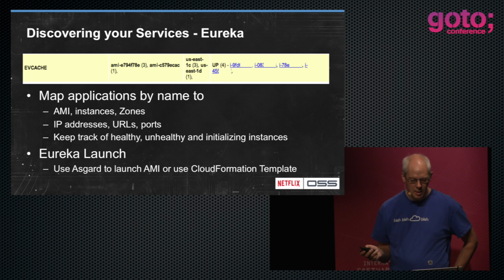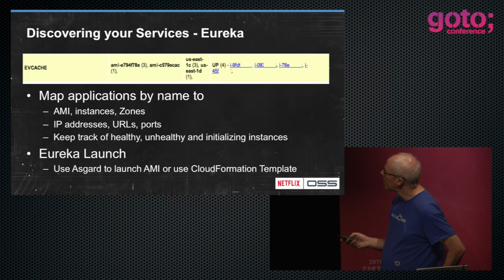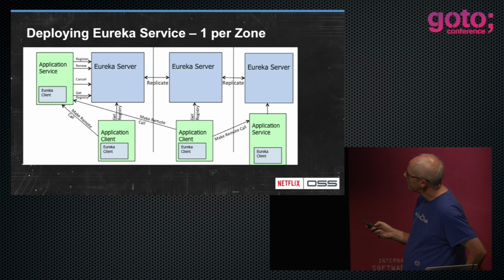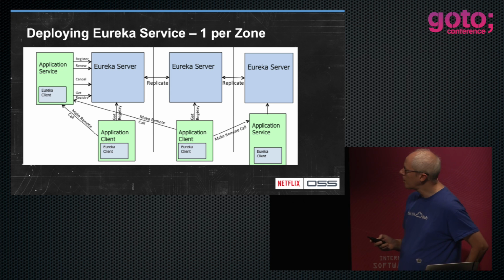You want one of these in each zone, so let's look at that. So here's the typical way you'd want to run this: 3 availability zones, A, B, C. You run a Eureka server in each. They talk to each other to replicate their data. So if an application here registers with this Eureka server, it will be discovered across all 3 of them, right? It gets copied sideways.